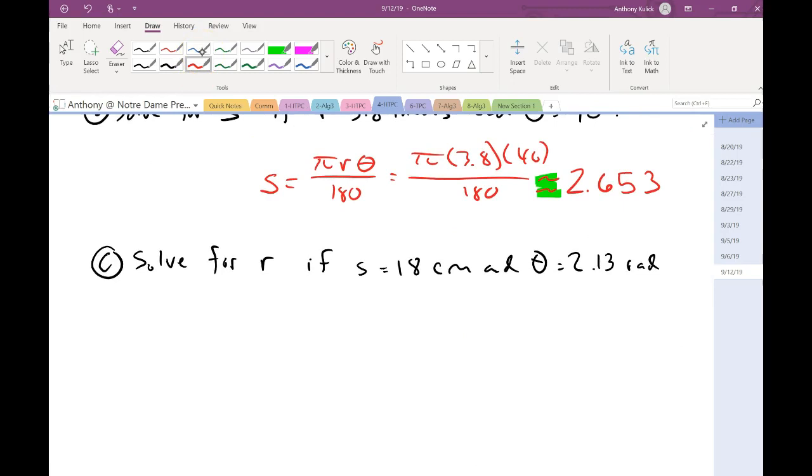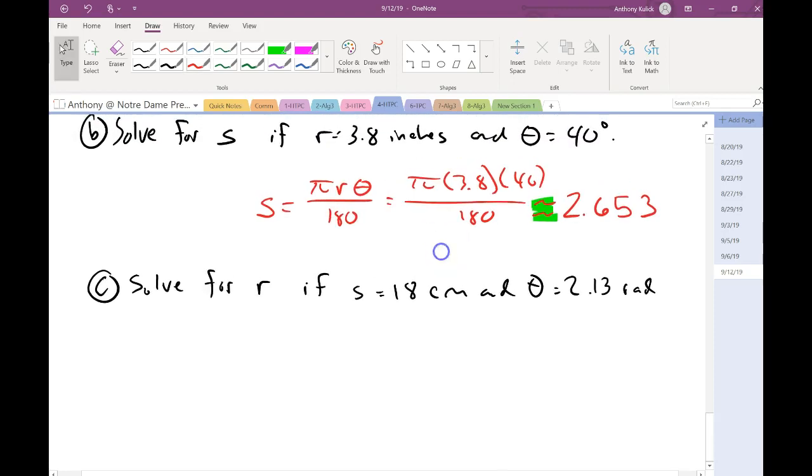So, suppose we want to solve for r if s is 18 and theta is 2.13. Kate, do you have a question? Oh, good question. Yes, this would be in inches. Thank you. Yeah, that does have a unit attached to it. It's an arc length, so the length of that arc is going to be measured in the same unit as the radius was measured in. Good question. Okay, back to C then.